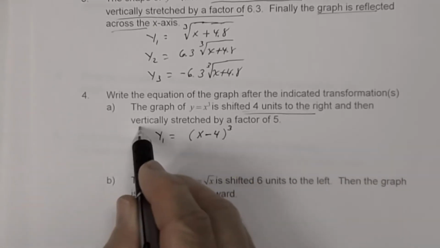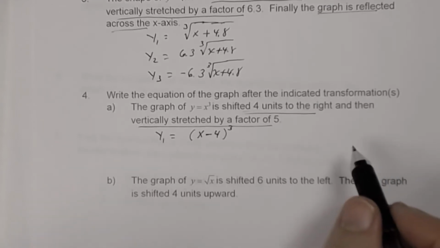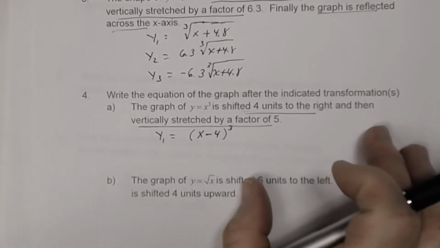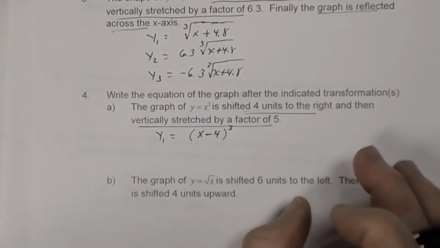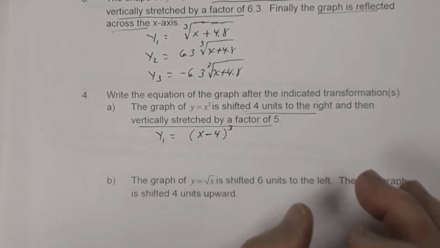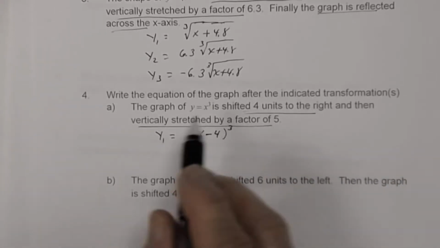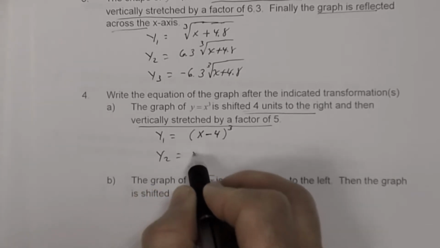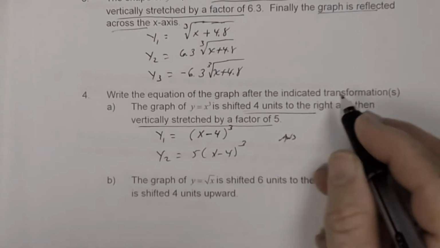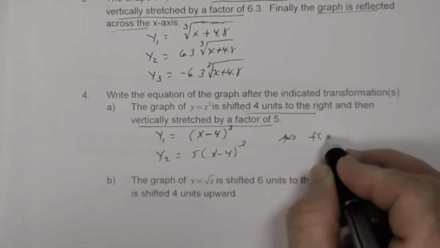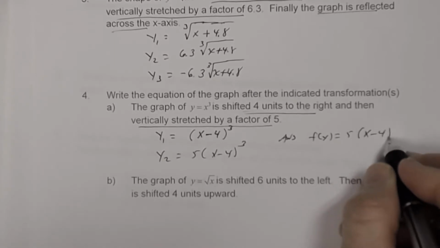Then I'm going to stretch it vertically by a factor of 5. That's an easy one. When you stretch vertically, that's easy. The only two you have to be careful with are your horizontal translation and your horizontal stretch or shrink. So for the vertical stretch, I'm just going to take this, multiply by 5, and then I'm done with that one. So it'll be 5 times (x minus 4) cubed. So your answer here is f of x equals 5 times (x minus 4) cubed.